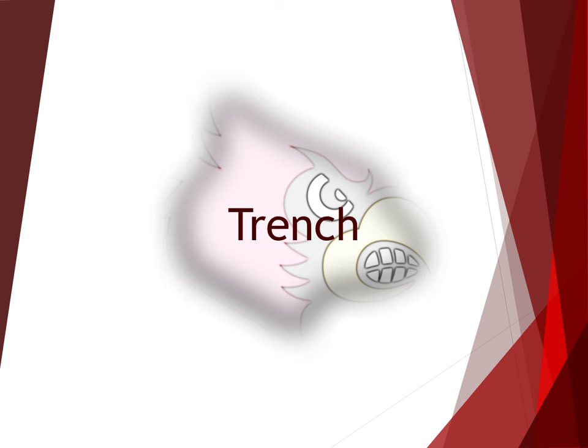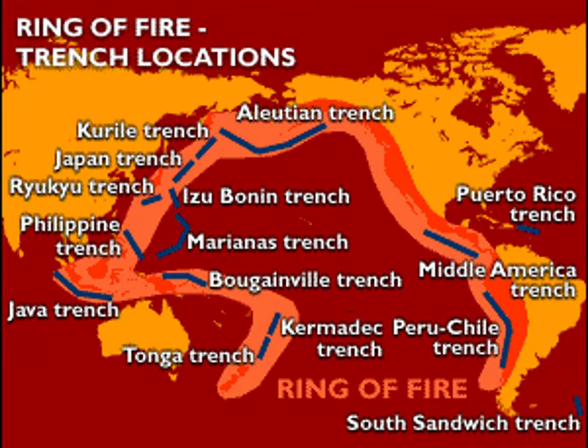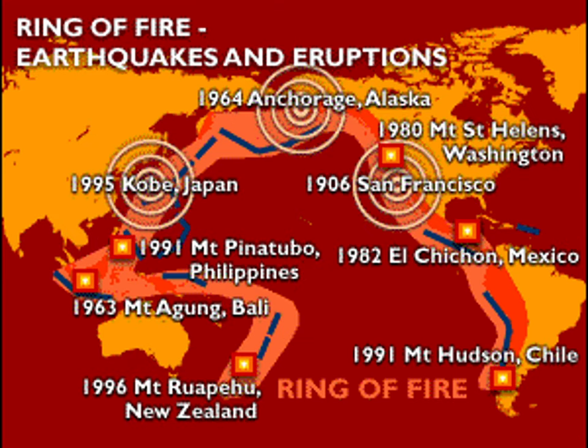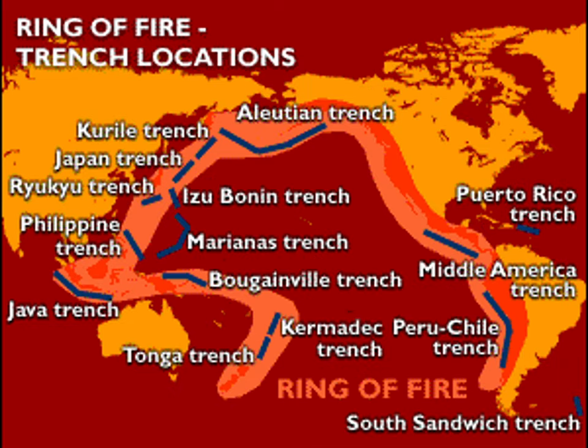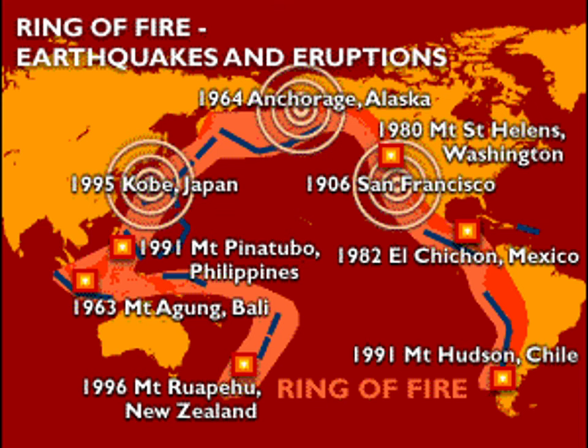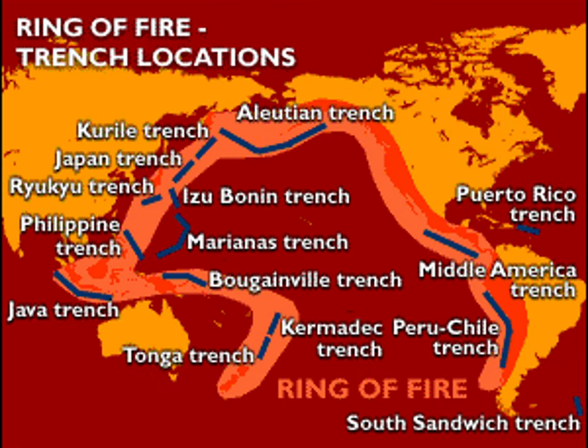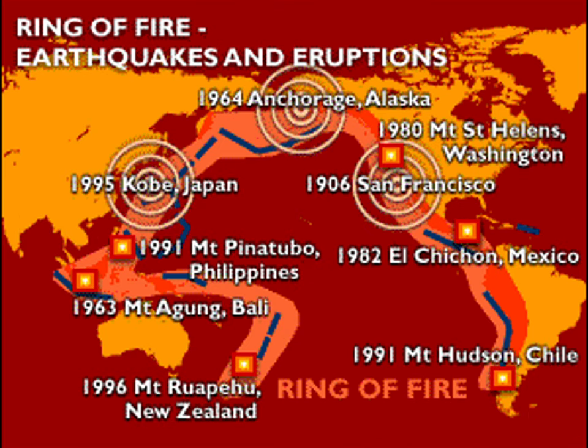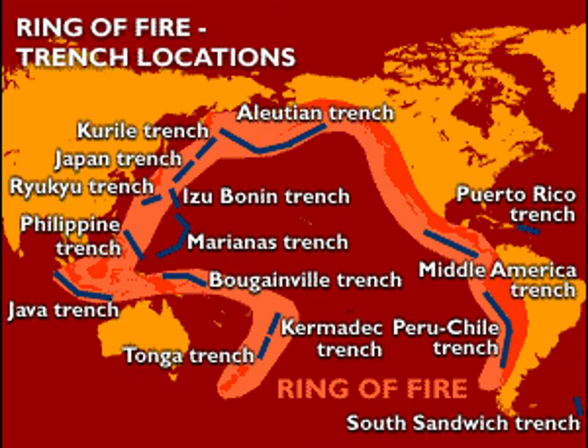Trench. A trench is a deep valley that outlines a subduction zone. Most trenches on Earth encircle the Pacific Ocean. This region is commonly called the Ring of Fire because it boasts 40,000 kilometers of oceanic trenches, volcanic arcs, and volcanic belts. This region is responsible for 75% of the world's active and dormant volcanoes, as well as 90% of the world's earthquakes.